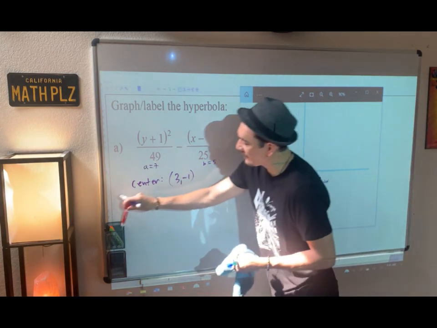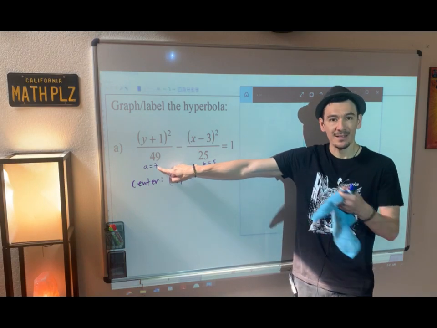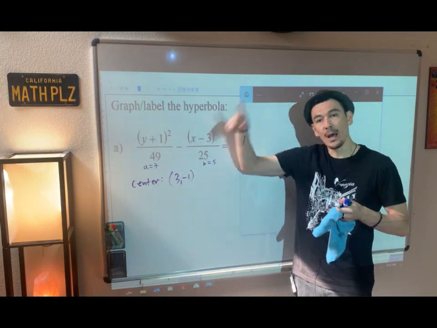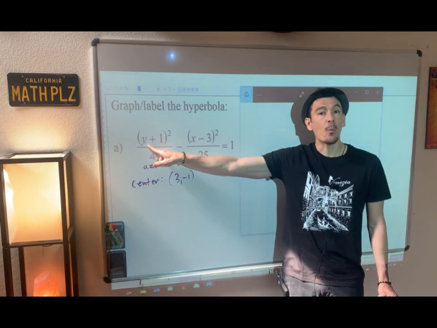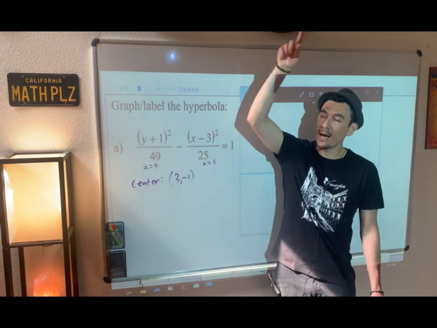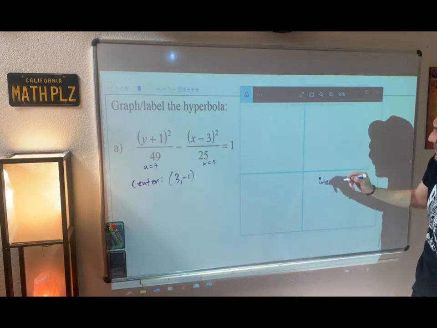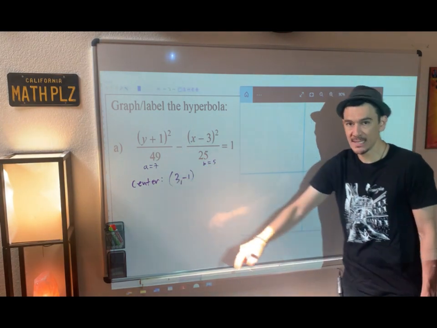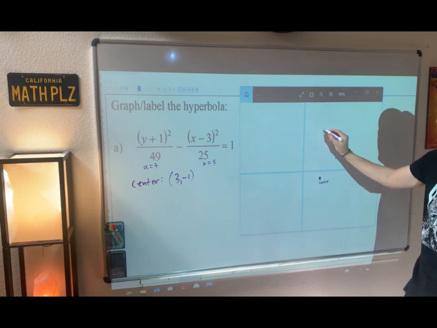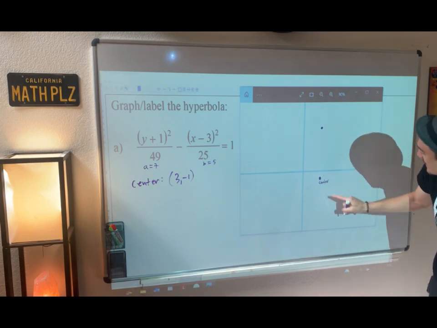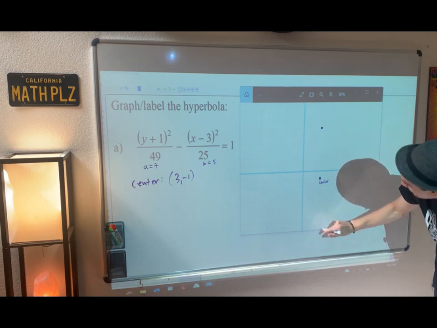Now, this 7 here, we're going to have to go for a walk. 7 spaces, but is that going to be side to side or up and down? Well, this 7 is associated with y. Y is up and down. So from your center, we have to go up and down 7 spaces. So 1, 2, 3, 4, 5, 6, 7. Put a dot there. And then go down 7. 1, 2, 3, 4, 5, 6, 7. Perfect, like right there.